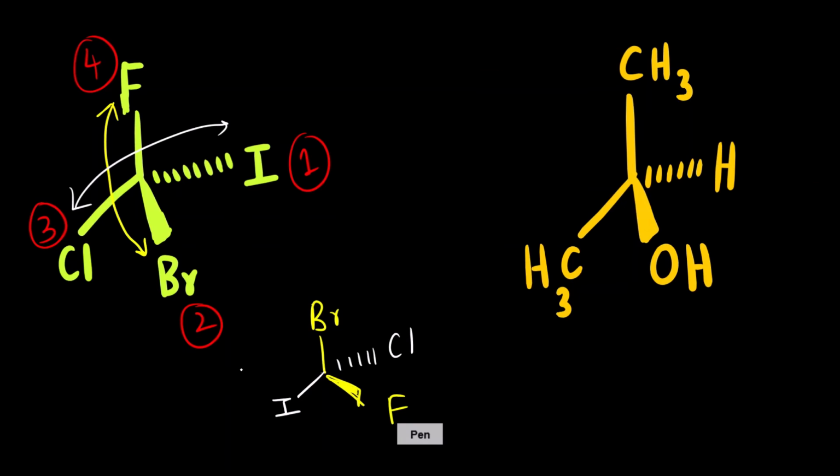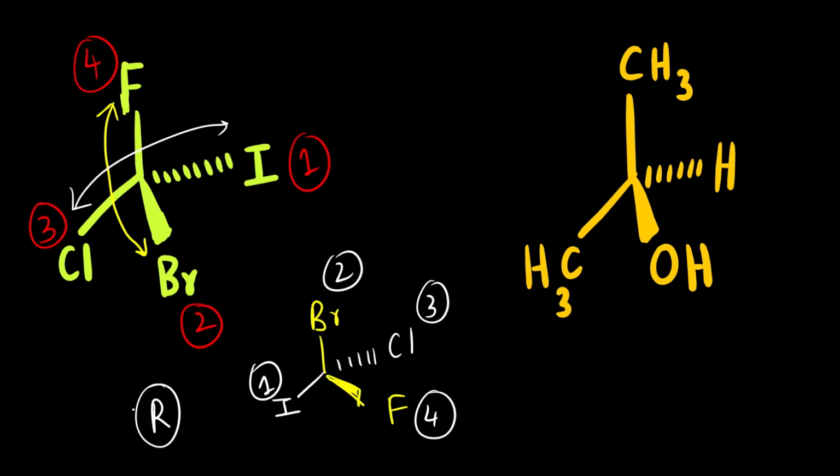Now I will again assign the priority. Iodine is the highest atomic number, 1, 2, 3, 4. So 1, 2, 3, it is clockwise, so it should be R. But you can see the fourth priority group is on the wedge bond, so we'll change and make it S. So this was the first one.